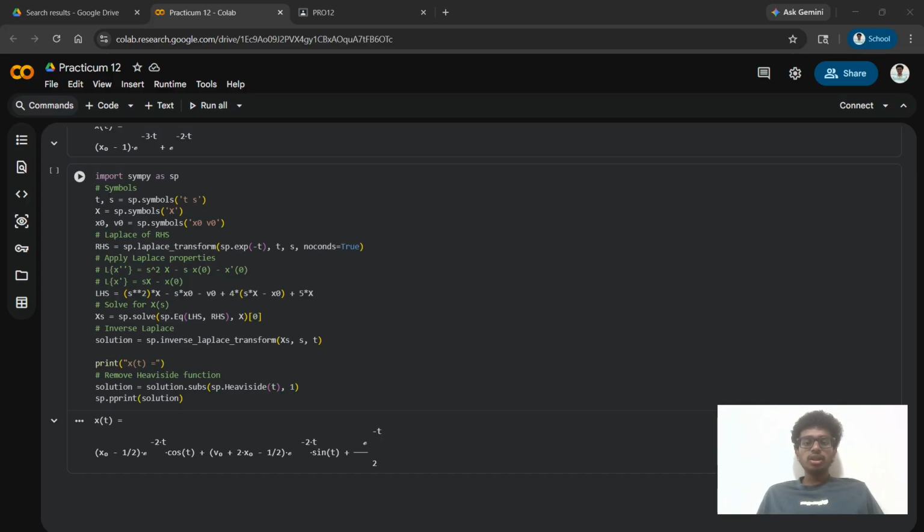The solution typically shows that the system responds to the disturbance and gradually stabilizes due to damping and restoring force. In the Python implementation, we define additional symbols for initial position and velocity. The Laplace transform of the input is computed. The transformed equation is constructed using the properties of derivatives and then solved symbolically. Finally, the inverse transform is applied to obtain the time domain solution, and the Heaviside function is removed.